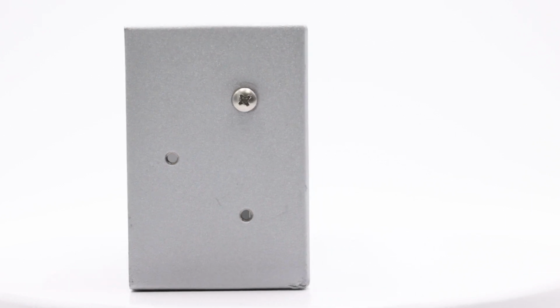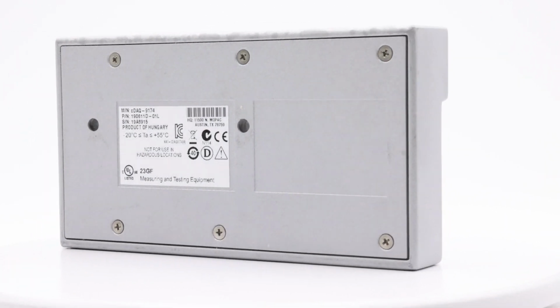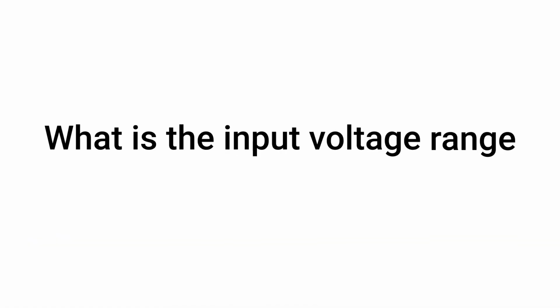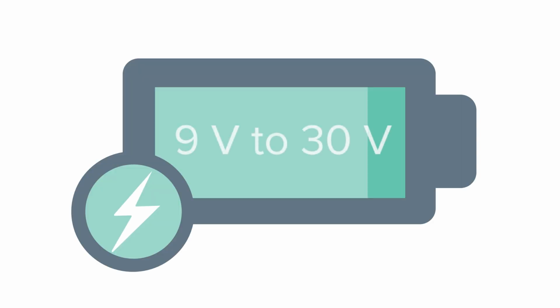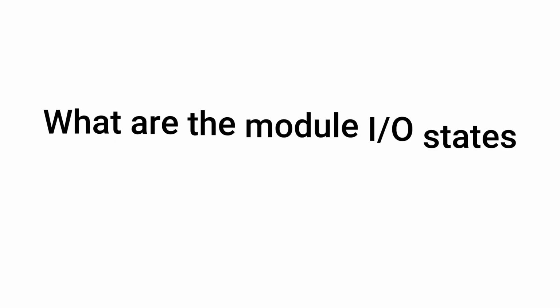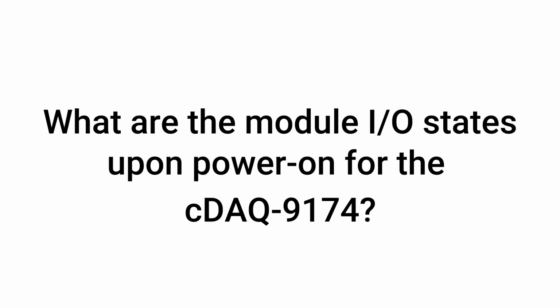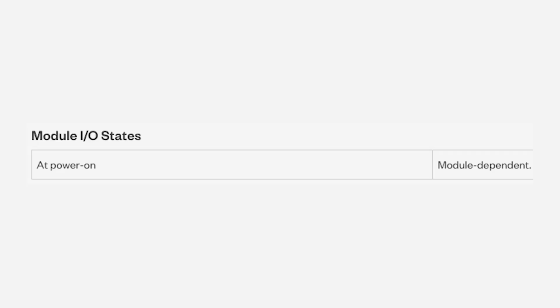Here are some common questions about the cDAQ-9174. What is the input voltage range for the cDAQ-9174 compact DAQ? For the cDAQ-9174 compact DAQ, the input voltage range is 9 volts to 30 volts. What are the module I/O states upon power on for the cDAQ-9174? The module I/O states upon power on for the cDAQ-9174 are module dependent.